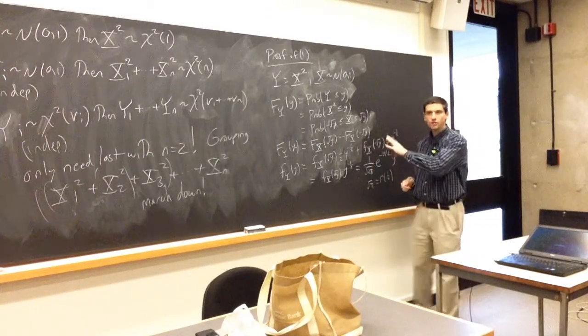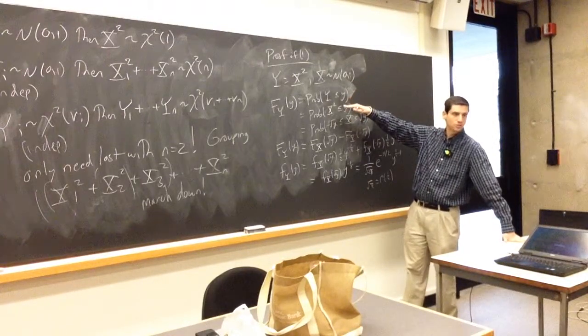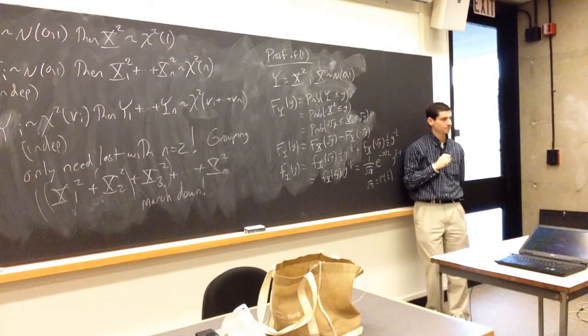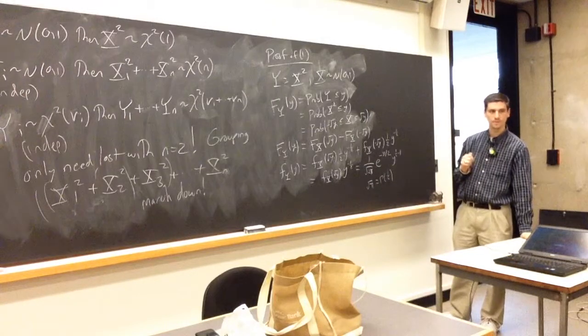So again, just do the algebra slowly, and you will see that if you look at x squared, if x is normal, mean 0 variance 1, x squared is chi-squared with 1 degree of freedom. Okay? It follows immediately from the change of variable formula.